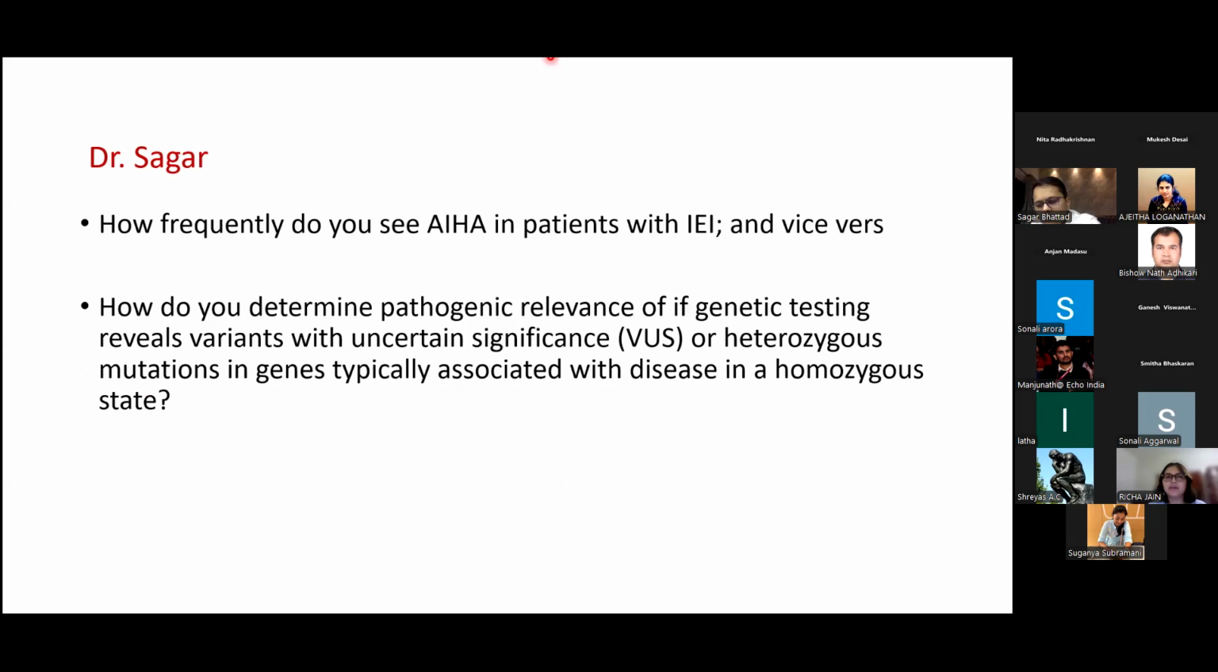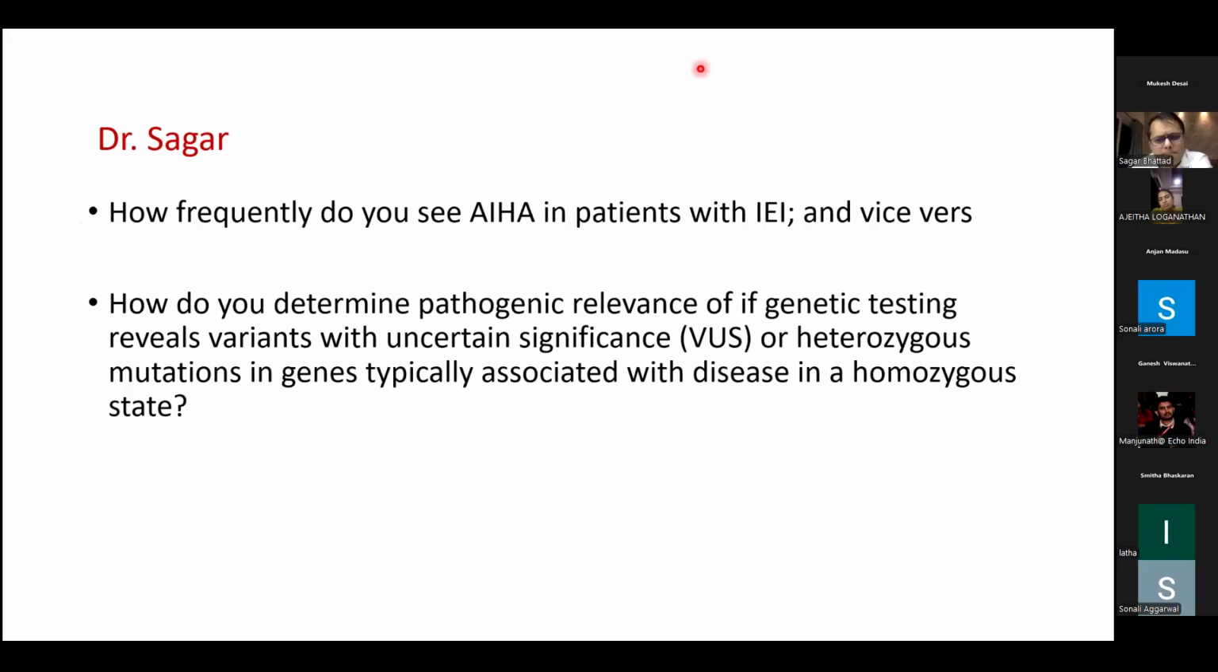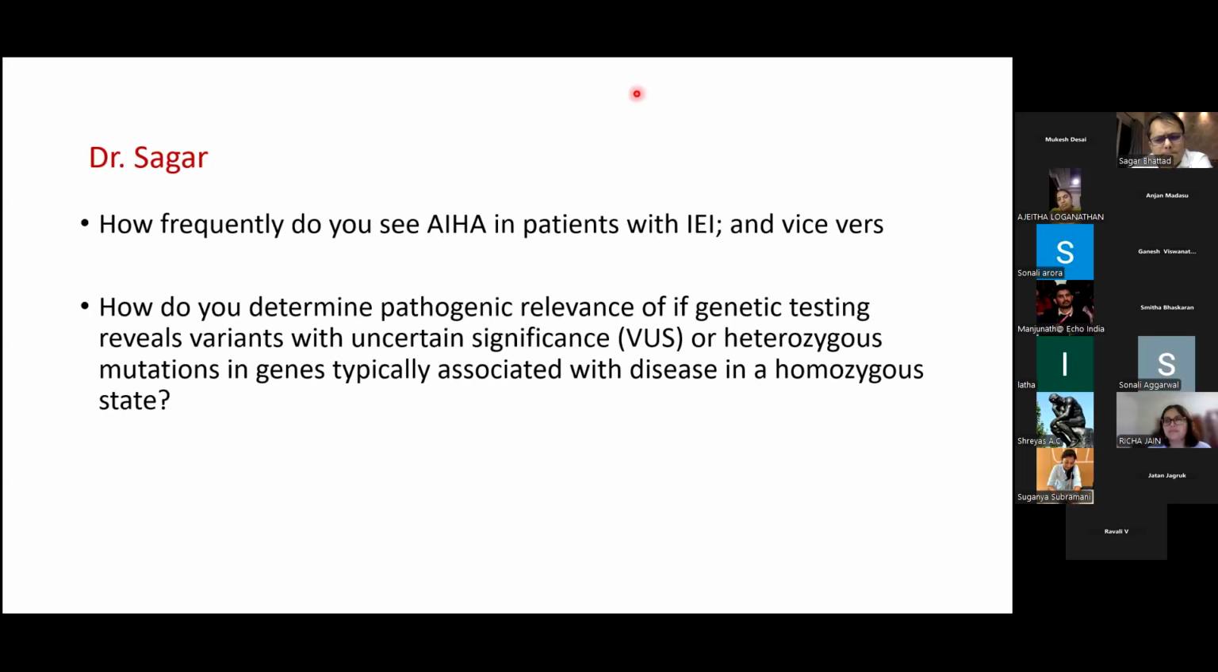So I'll just ask Dr. Sagar a last question. How frequently do you see patients with IEI presenting primarily with AIHA and vice versa? AIHA and IEI has been covered very well in the initial talk, but how frequently do you see isolated AIHA as the primary presentation of IEI? I wouldn't say it's very common. Isolated AIHA, often when patients present with autoimmune cytopenia, if you take a detailed history, you would often see that they have had infections which have not been picked up, or they've had a positive family history which was not given credence. So we often see that there was something beyond AIHA.